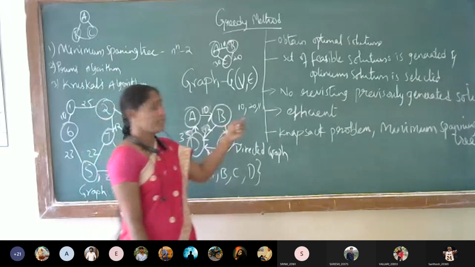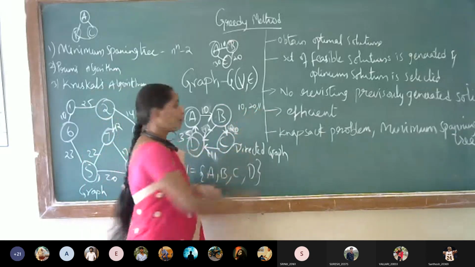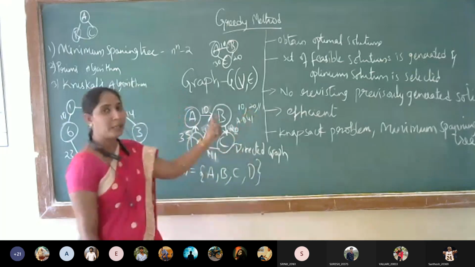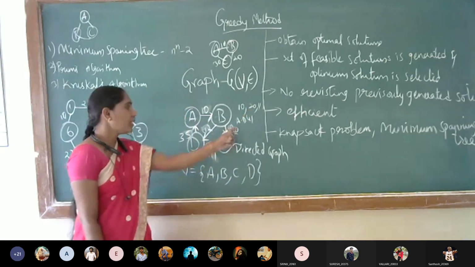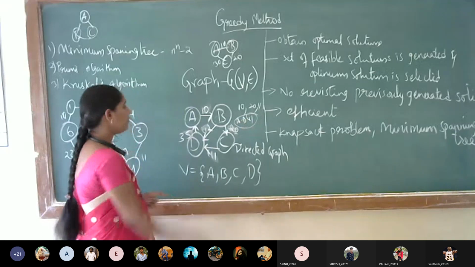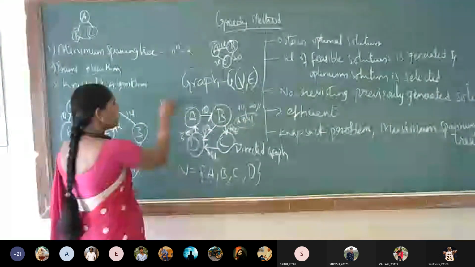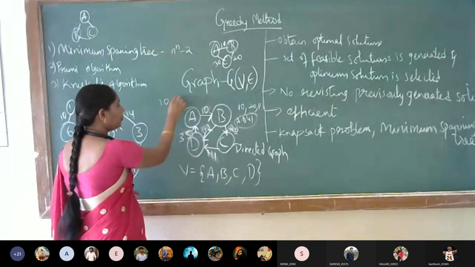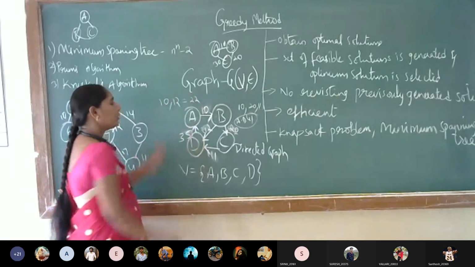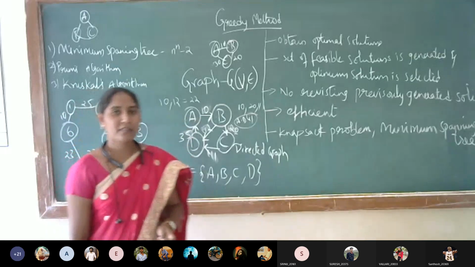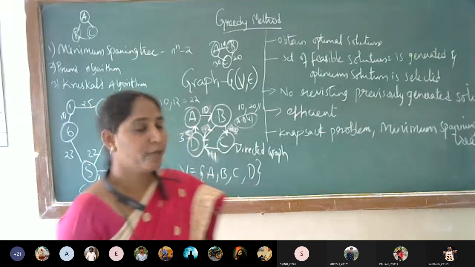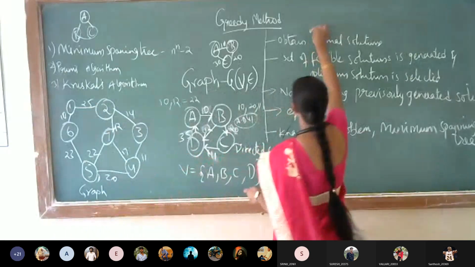So totally, what is the distance? 41. Whenever it is visiting from A to B, B to C, and C to D, the distance is 41. And another way, A to B is nothing but 10 and B to D is nothing but 12. So that total is 22. So this is the shortest path where I can visit. Such kind of things will be specified here. That means we are finding the optimum solution.